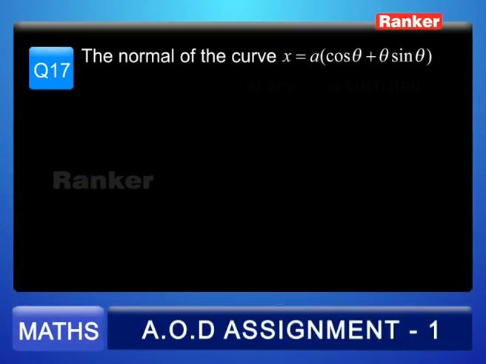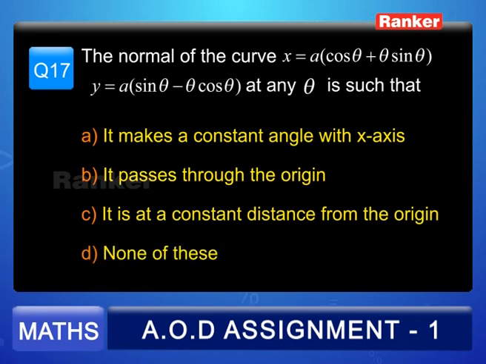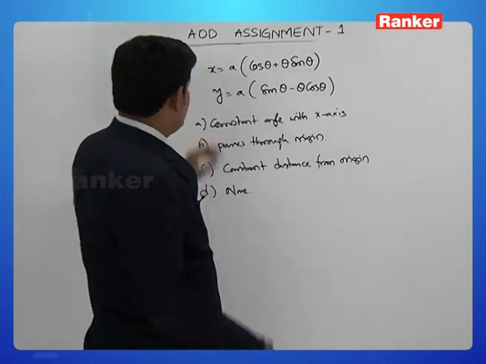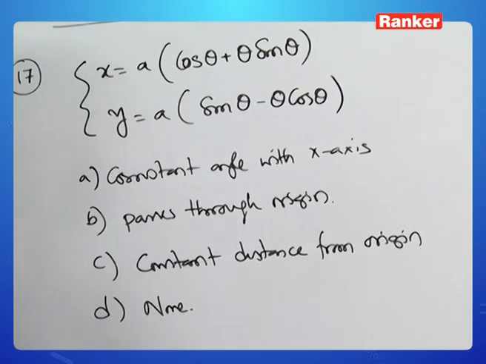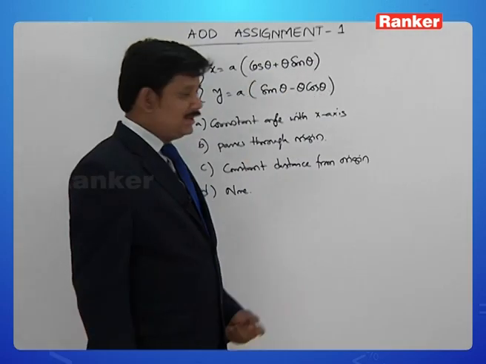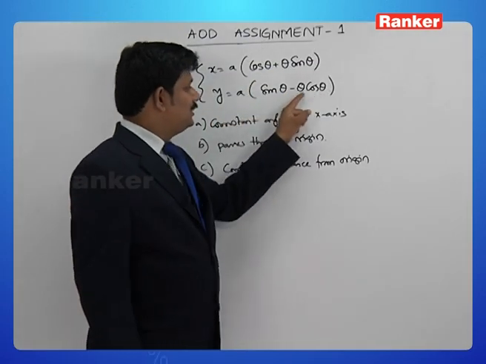Next question: the normal to the curve x equals a into cos theta plus theta sin theta, y equals a into sin theta minus theta cos theta, at any angle theta is such that: option A, it makes a constant angle with the x-axis; option B, it passes through origin; option C, it is at a constant distance from origin; and option D, none of these. We are given a curve in terms of parametric coordinates: x is equal to a into cos theta plus theta sin theta, and y equal to a into sin theta minus theta cos theta.